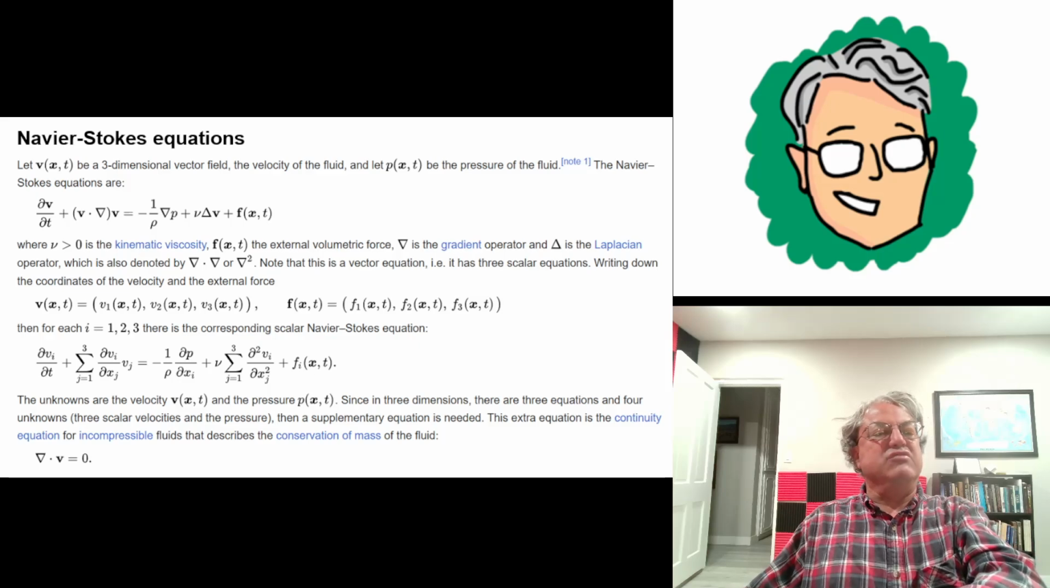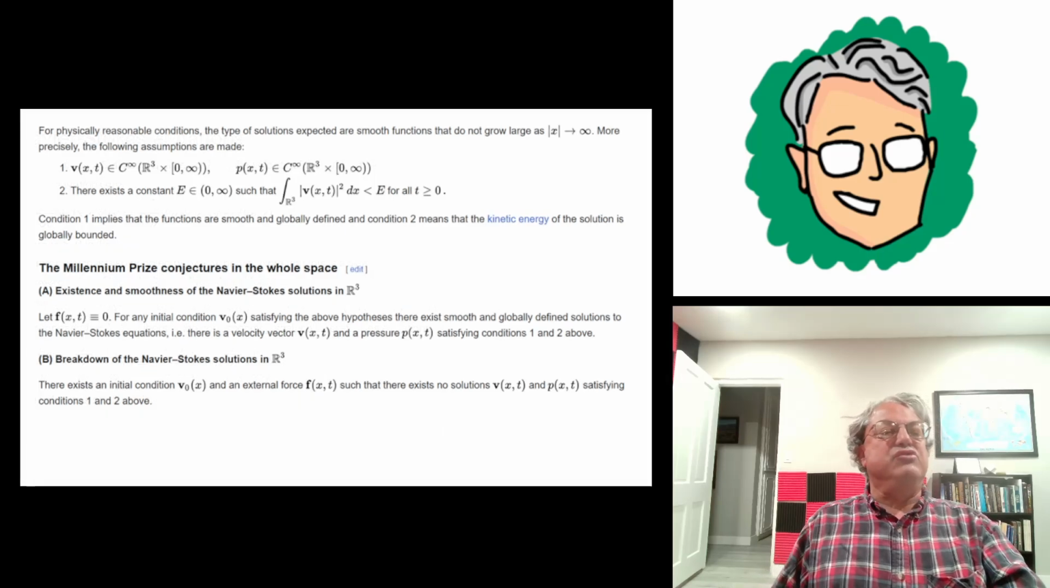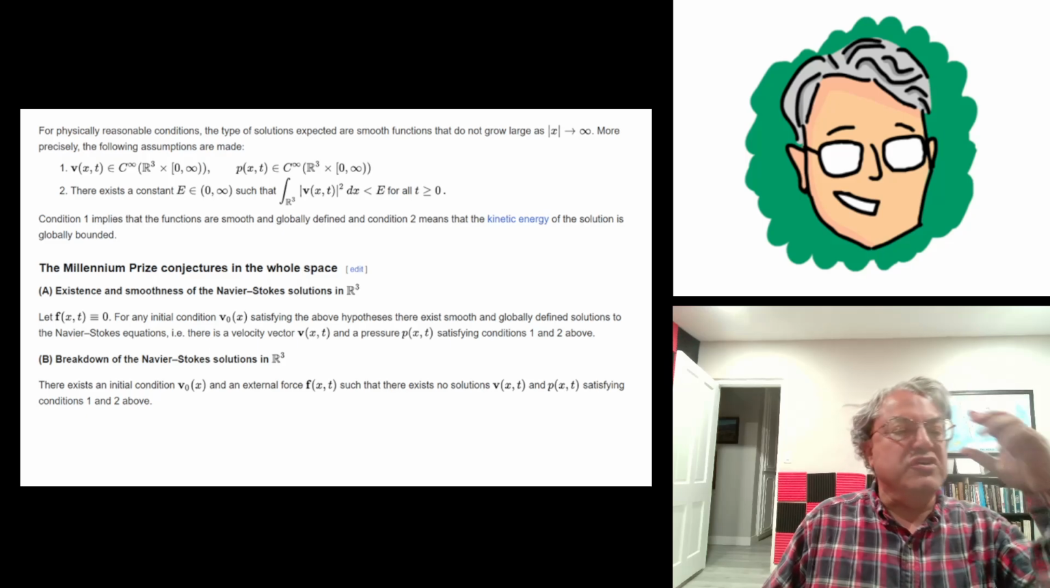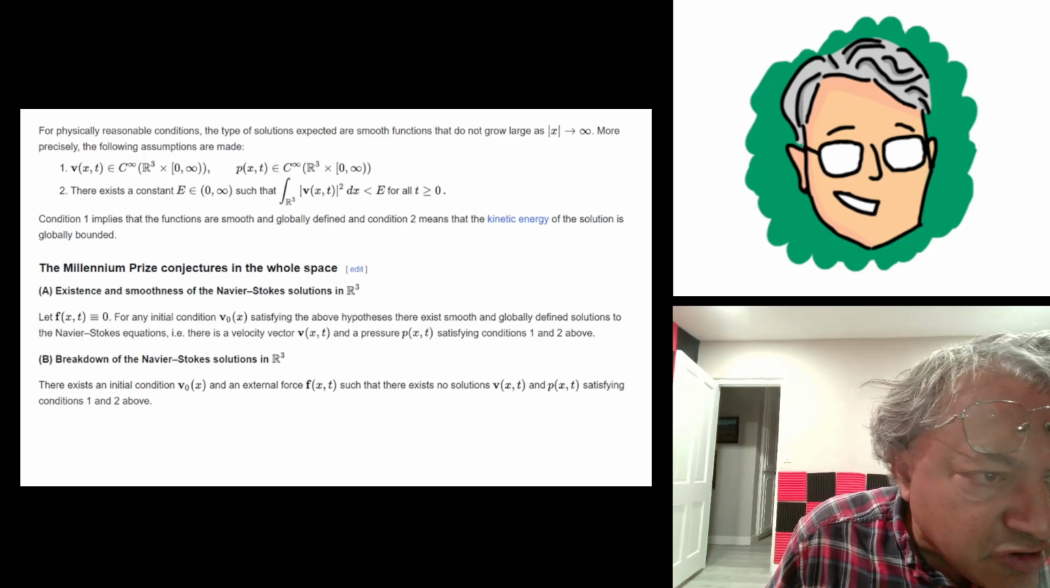So that's the statement of the Navier-Stokes equations. And then the statement of the problem is basically, we have two assumptions about our fluid. The written assumptions 1 and 2, I'm not going to go through those. I think they're just saying that the fluid is behaving kind of nicely.